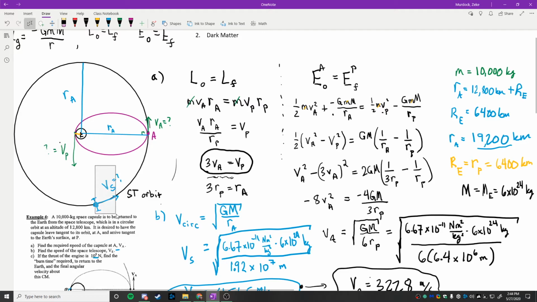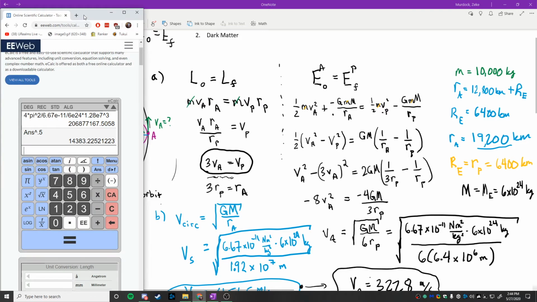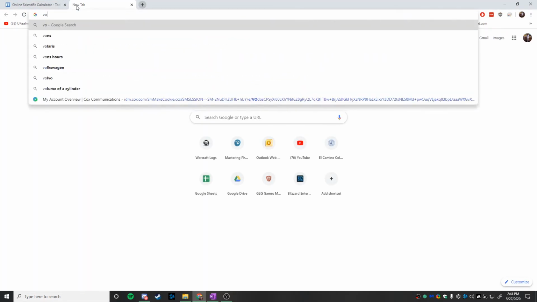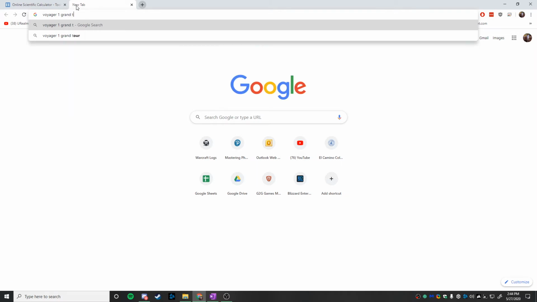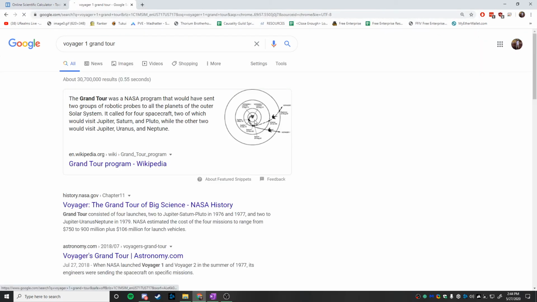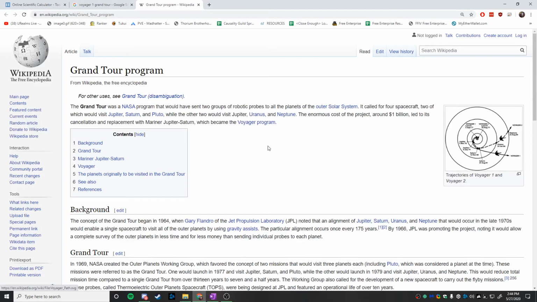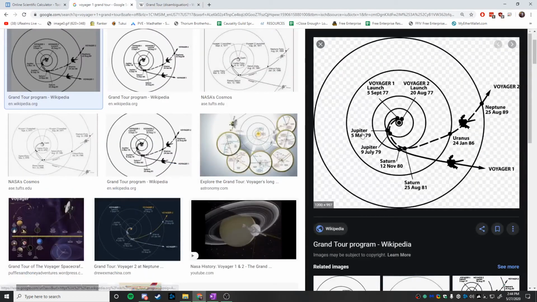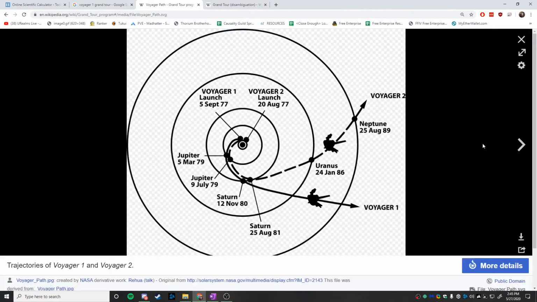And I know that, I think it was either Voyager 1 or Voyager 2, let me see if I can find some information about this. So Voyager 1, Grand Tour. Okay, so here it is. Well, we can just look at this picture. We'll read this part here. It says the Grand Tour was a NASA program that would have sent... Oh, this is not what I'm looking for. No. This is what I'm talking about.